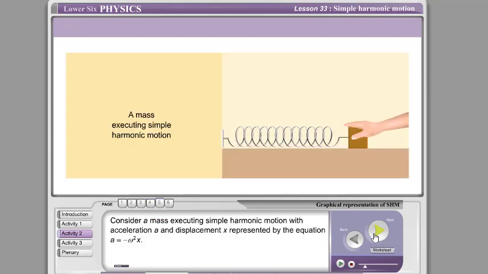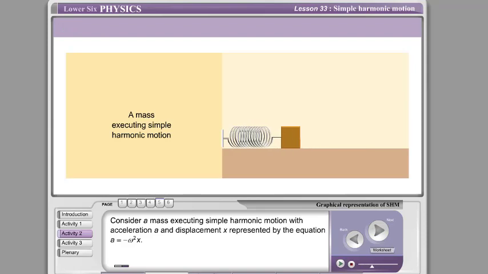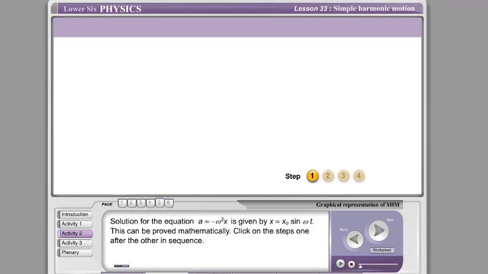Consider a mass executing simple harmonic motion with acceleration a and displacement x, represented by the equation a equals negative omega square x. The solution for the equation a equals negative omega square x is given by x equals x naught times sine omega t. This can be proved mathematically. Click on the steps one after the other in sequence.